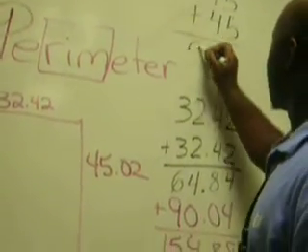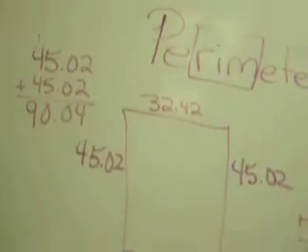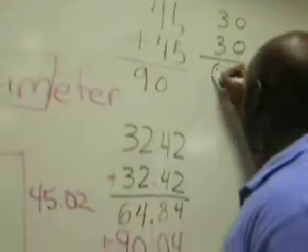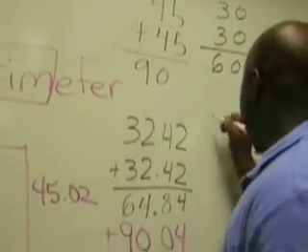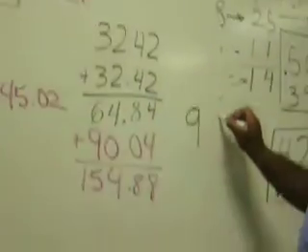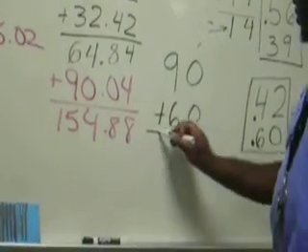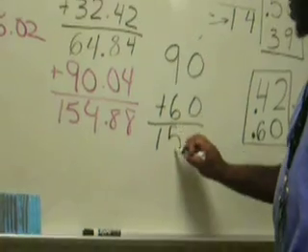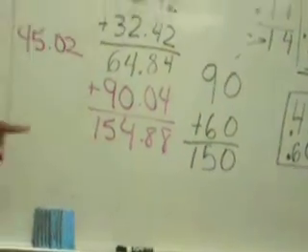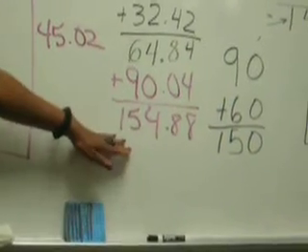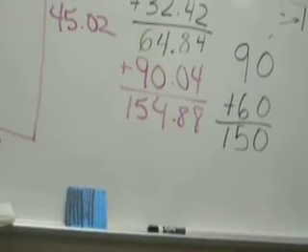And we could have made these two sides 30. So we have 30 and 30, which would be 60. And then 90 and 60, because we know that 9 and 6 is 15, so we're going to have 150. Now, this is estimating. So therefore, our estimation is close to our actual answer. So we can justify that answer.